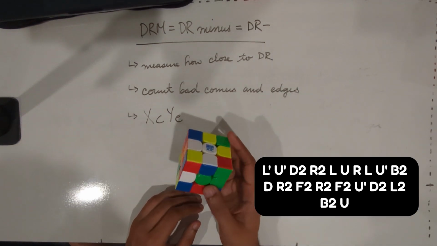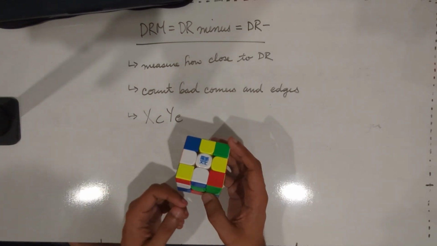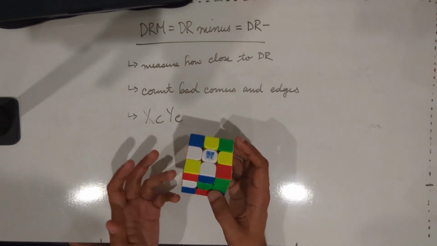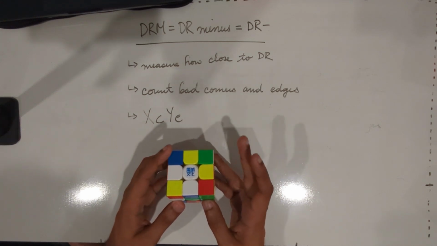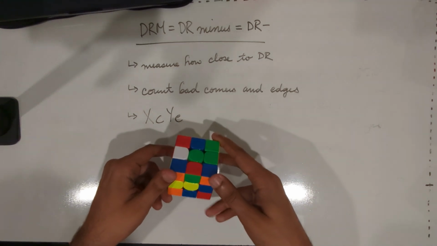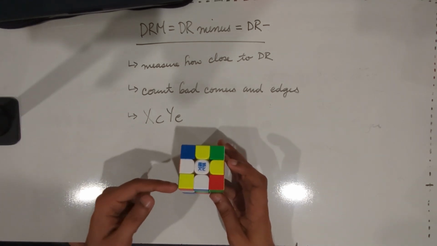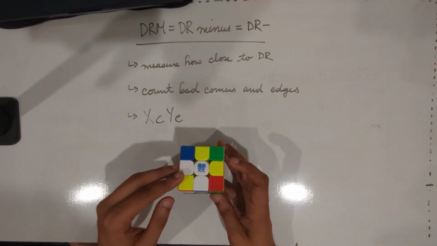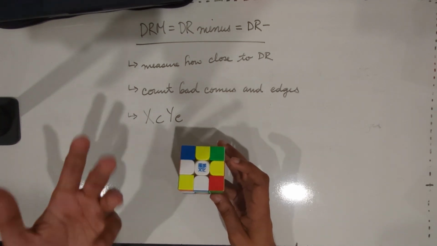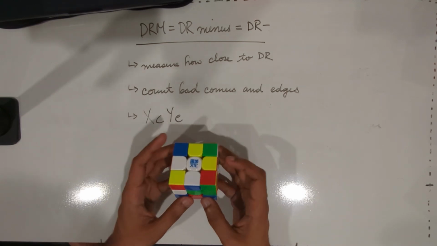In this one, we have EO already done on F and B. And if we go through the pieces, we just need to count which ones are misoriented and how many of them there are. Let's start with corners. 1, 2, 3, 4, 5, 6, 7. Remember that this corner is actually oriented, even though it's a yellow sticker on the white face. We don't care about the difference between yellow and white, or U and D in this case. So we have 7 corners that are bad.